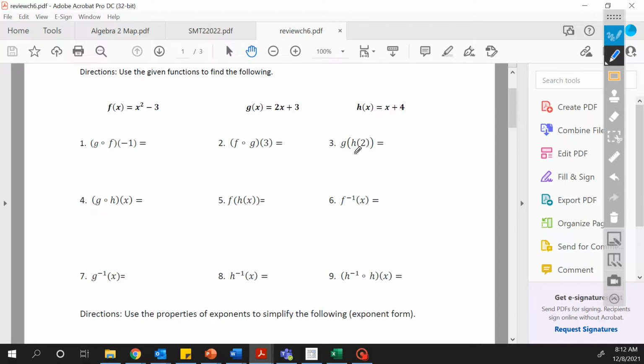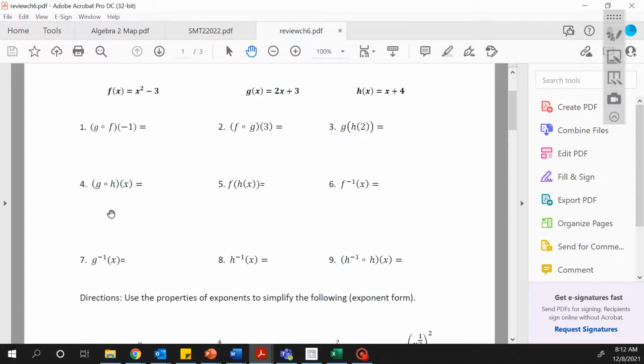This is the other way to write a composition for number 3. We put 2 into the h function, and then whatever that is into the g function. So putting 2 into the h function, 2 plus 4 gives us 6. So h of 2 is 6. And then putting 6 into the g function, 2 times 6 is 12, plus 3 is 15. So g of h of 2 is 15.